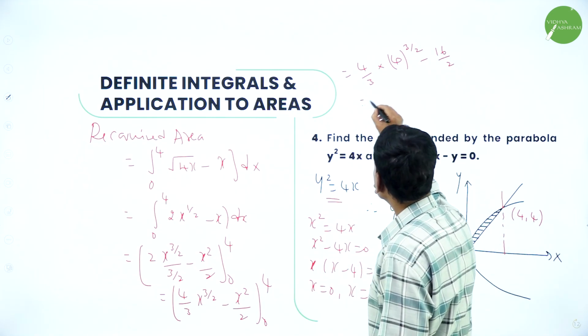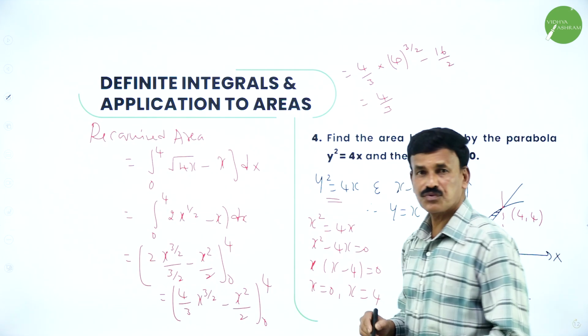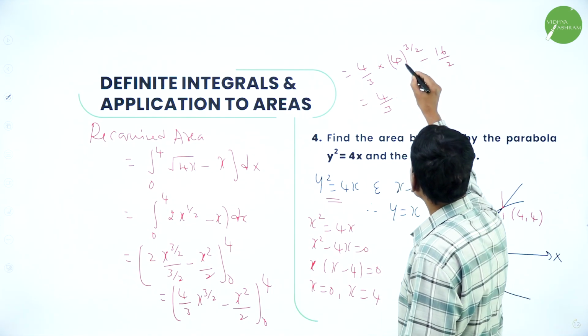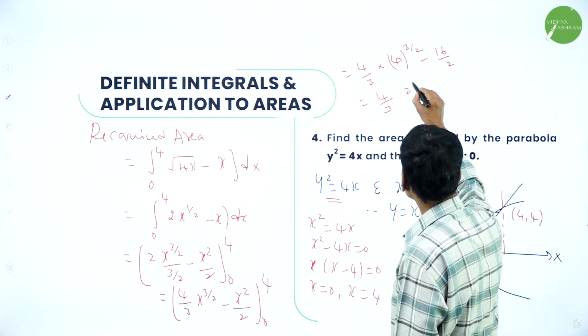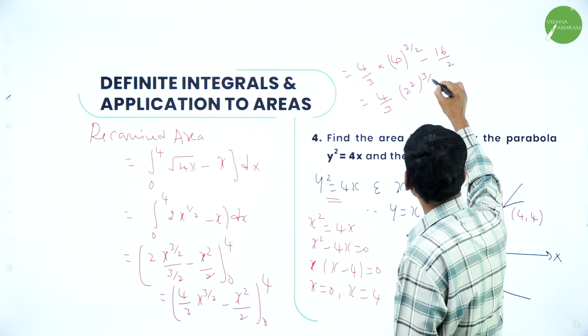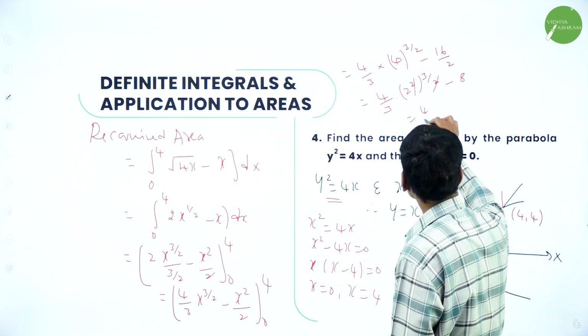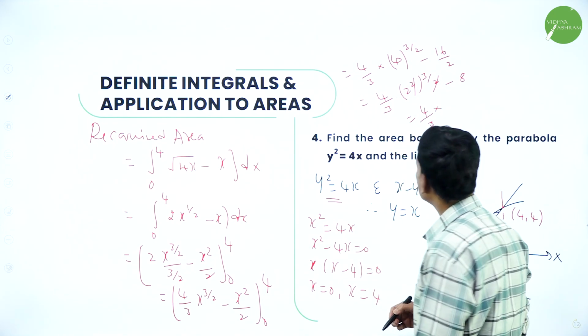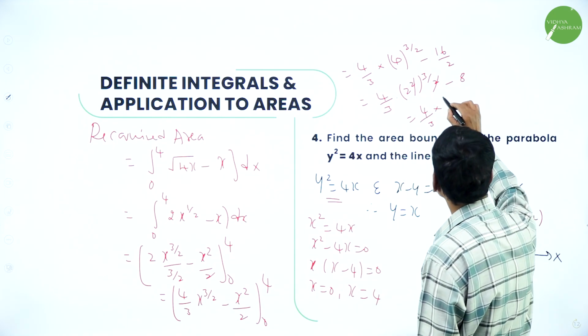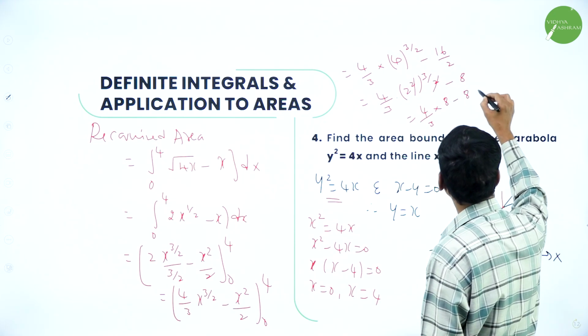So this is 4 by 3 into 4, which can be written as 2 square whole to the power of 3 by 2, minus 8. This 2 and 2 gets cancelled. 4 by 3 into 2 cube. 2 2s are 4, 4 2s are 8, minus 8.